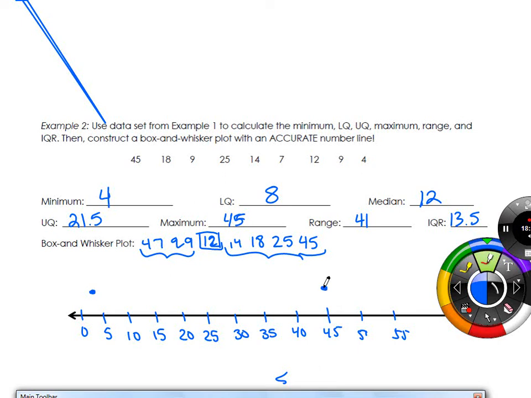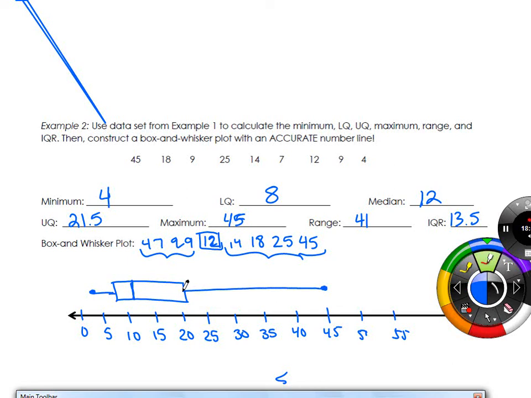My median was at 12. So there's some line in here at 12. My lower quartile or first quartile was at 8. So that would be here. And then my upper quartile was at 21.5. So that would be here. So my box is around that interquartile range from first quartile to third quartile, making sure I've marked the median in between. And then the whiskers extend the lower quartile to the minimum and the upper quartile to the maximum.